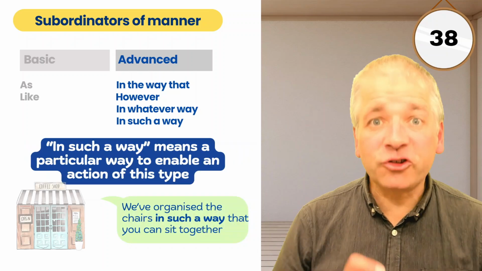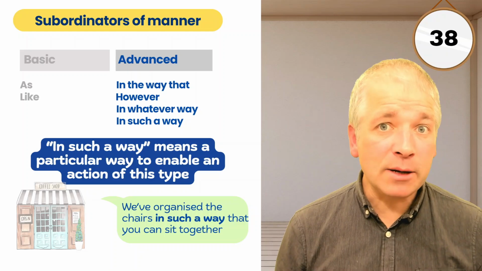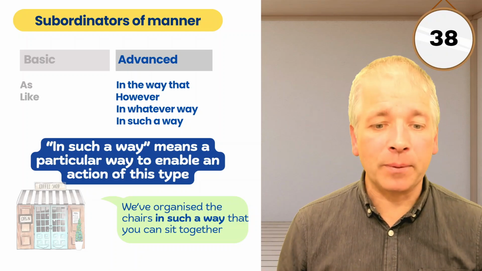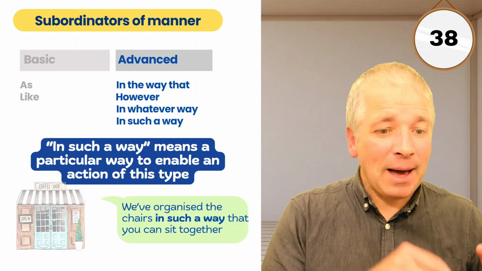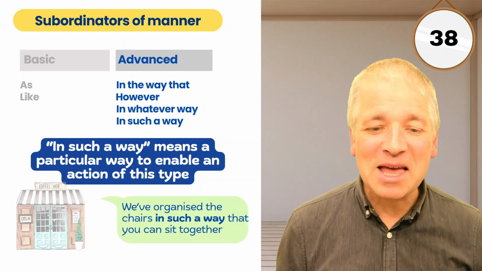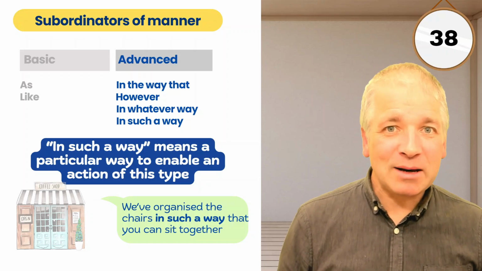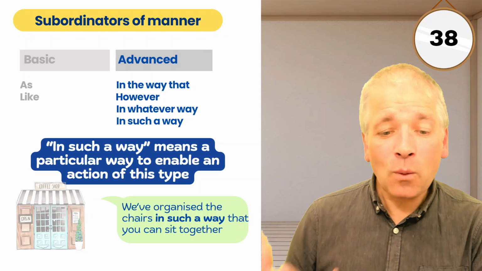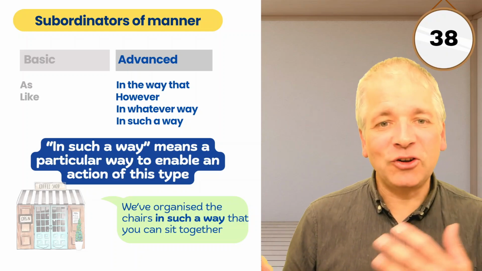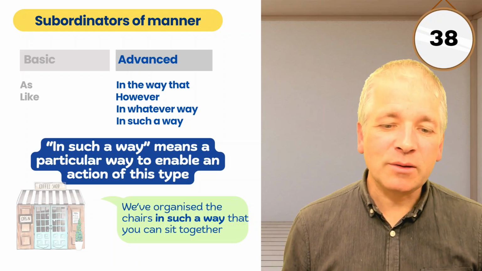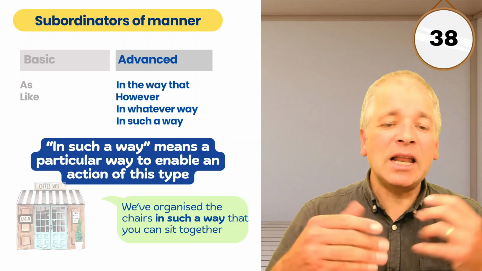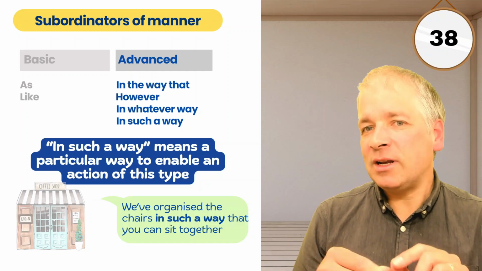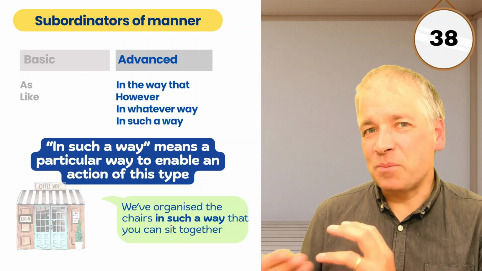And in such a way. In such a way means a particular way to enable an action of this type. So again, thinking about our coffee shop or our cafe, the owners might say this: we've organised the chairs in such a way that you can sit together. So we have organised it in a particular way, in such a way, which enables the following to be successful.